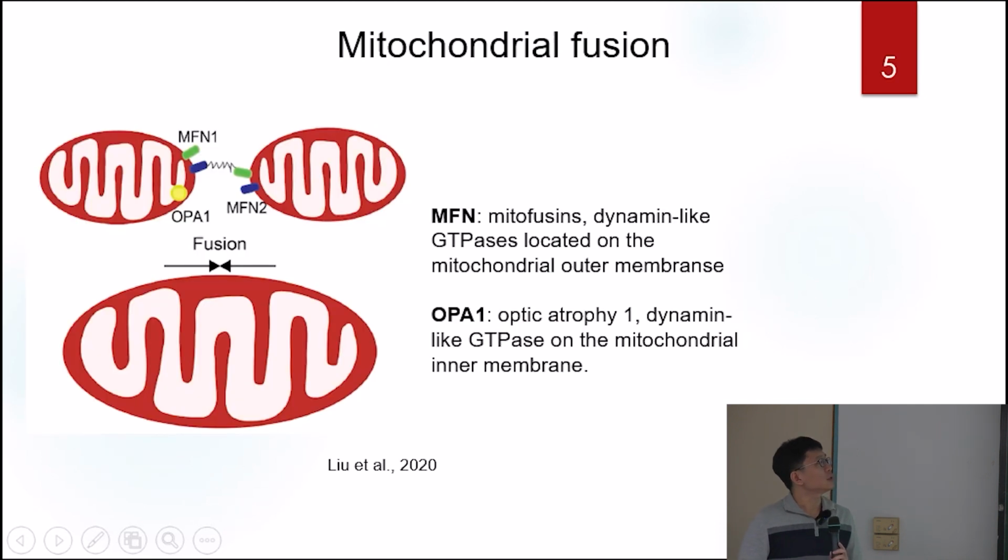In mitochondrial fusion, there are two major kinds of proteins. One is mitofusin, and the other is OPA1. They are both GTPases. Mitofusin is located on the mitochondrial outer membrane, and OPA1 is located on the mitochondrial inner membrane. During the fusion process, mitofusin 1 and 2 can connect together and help mitochondrial fusion.